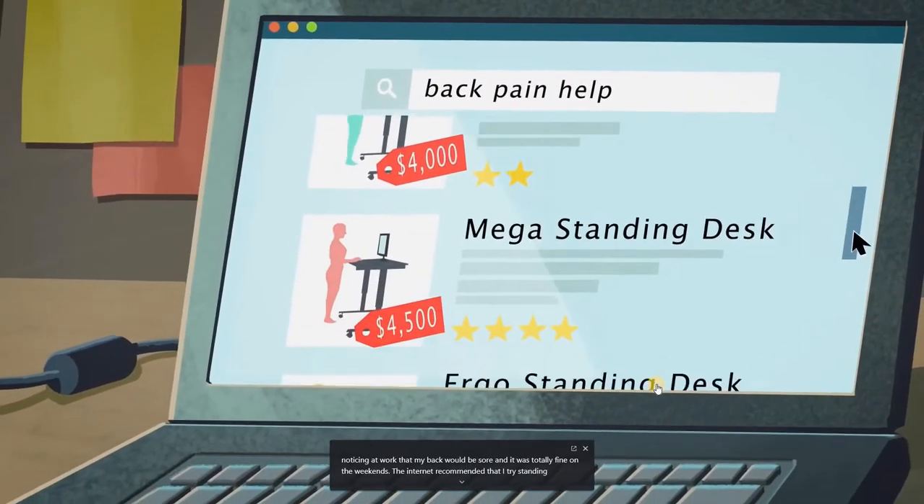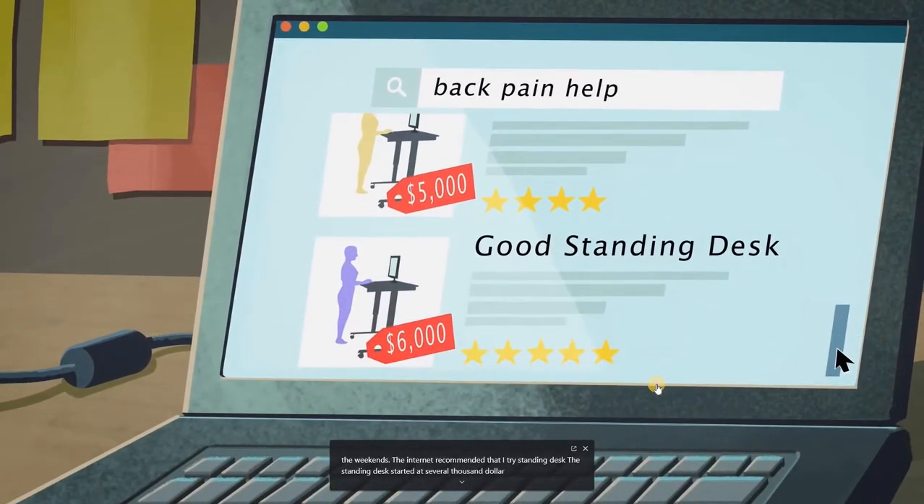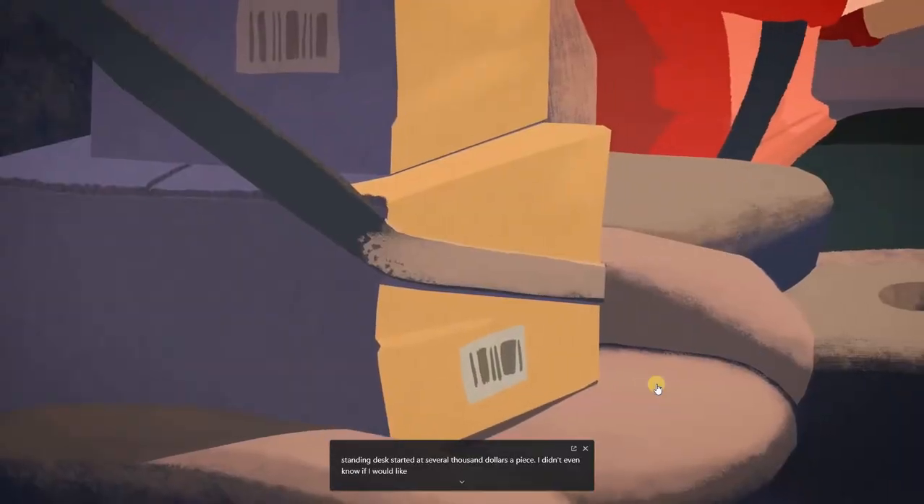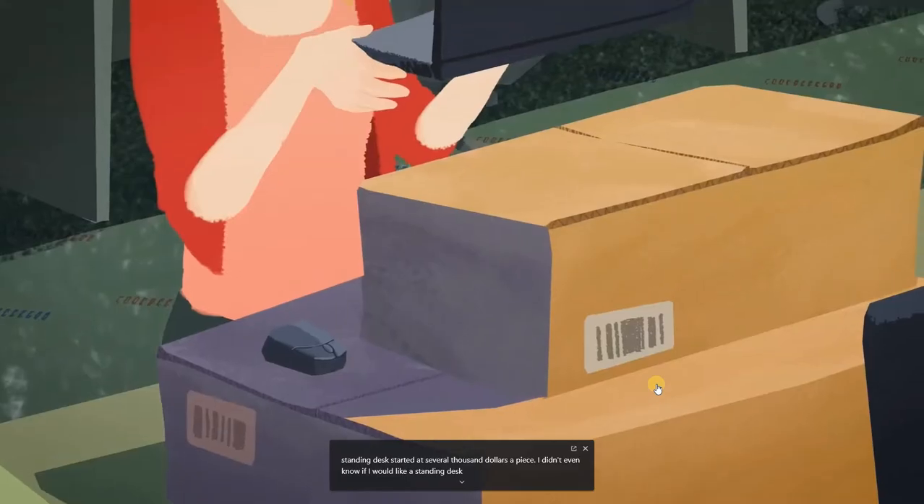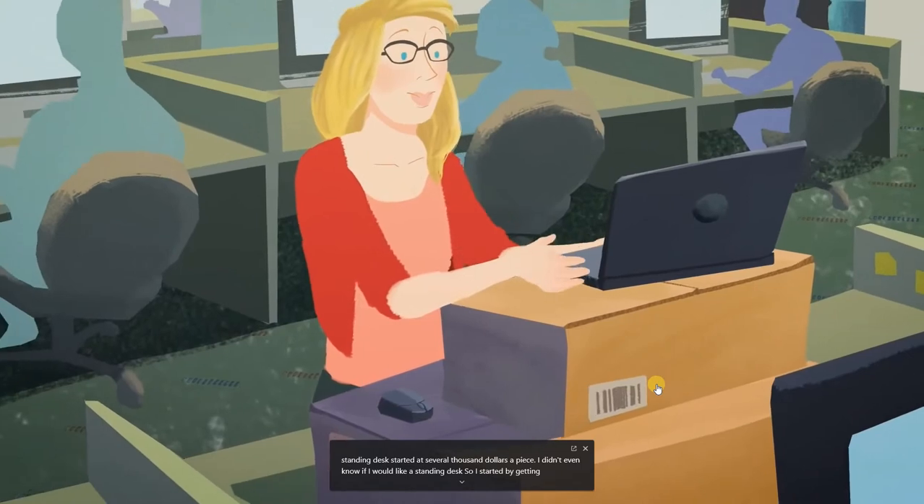The standing desks started at several thousand dollars apiece. I didn't even know if I would like a standing desk, so I started by getting some empty cardboard boxes, and I hacked myself a standing desk. Let me just try and see if I like this.